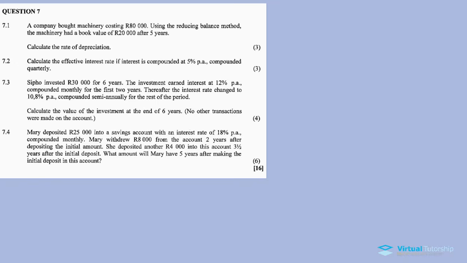So 7.1: a company bought machinery costing 80,000 rand. They bought machinery for this company, in total it costs 80,000 rand. Then they say, using the reducing balance method, the machinery had a book value of 20,000 rand after 5 years. So these assets depreciate. Then they say calculate the rate of depreciation. Anything you buy, just know that it depreciates in value.